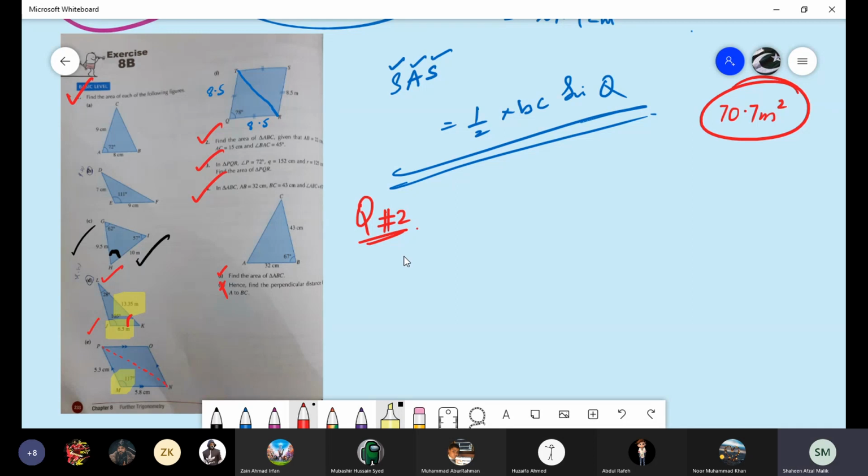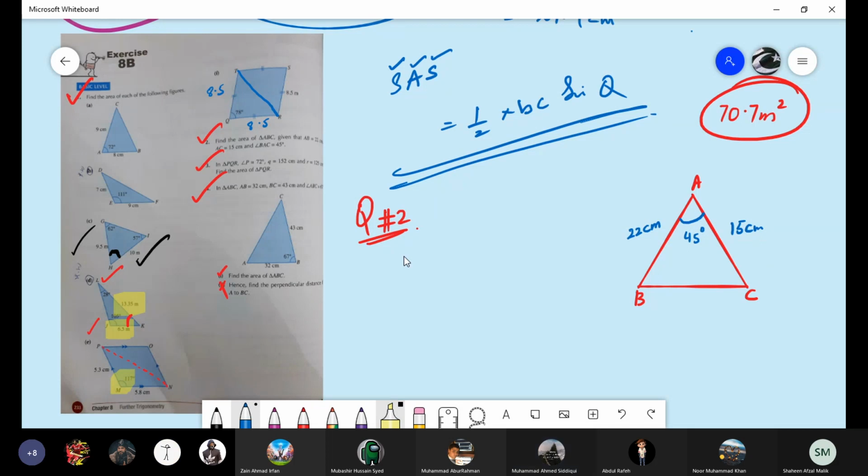Okay. Read the question number 2, boys. Given that, find the area of a triangle ABC. So the triangle is not given. You can draw your triangle by your side. There is a triangle ABC. Given that AB is 22 centimeter, AC is 15 centimeter and angle BAC is 45 degree. BAC means the angle is at A, that is 45 degree. Boys, can you solve it?